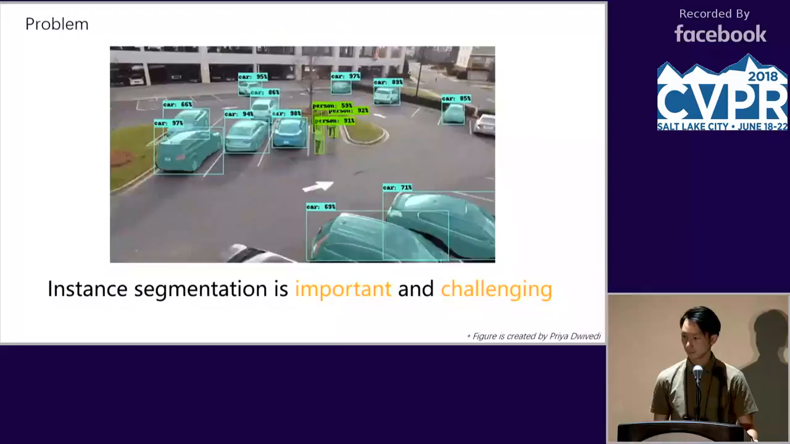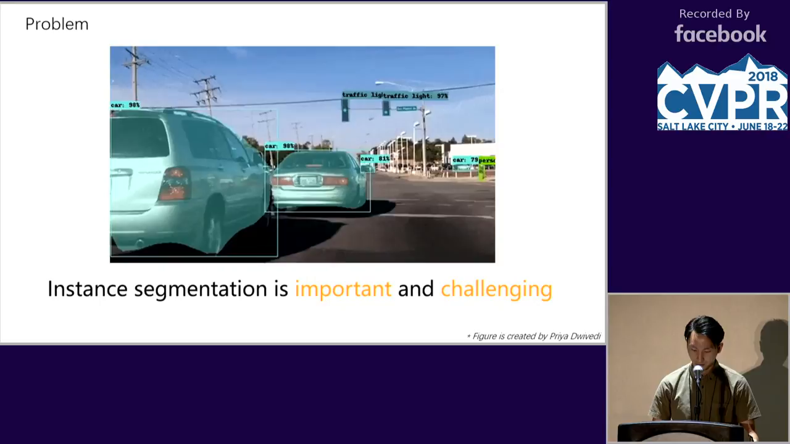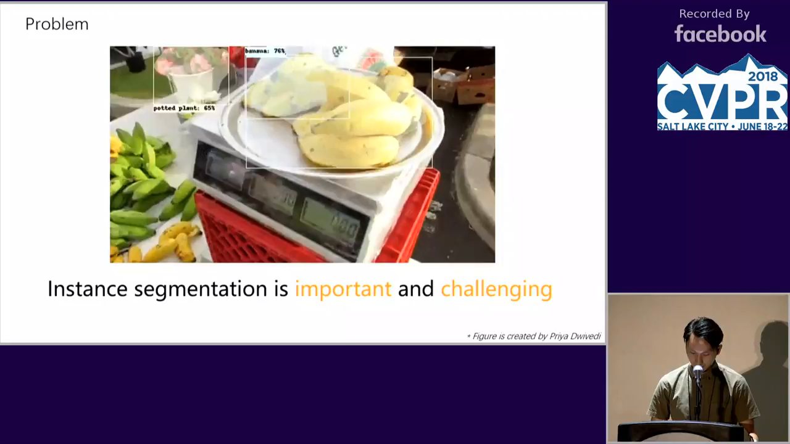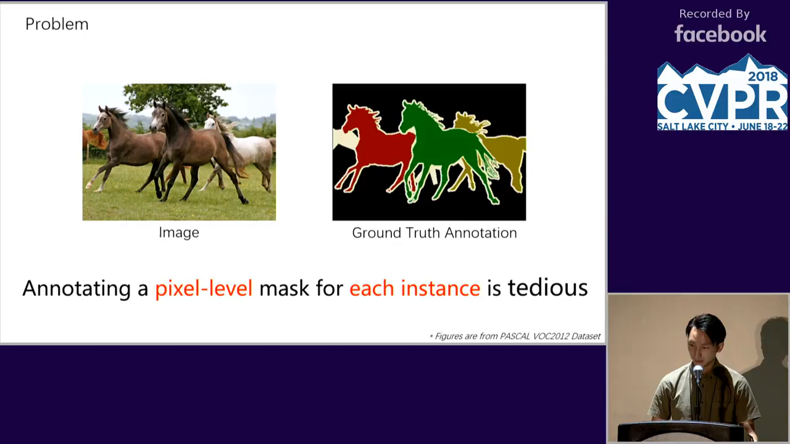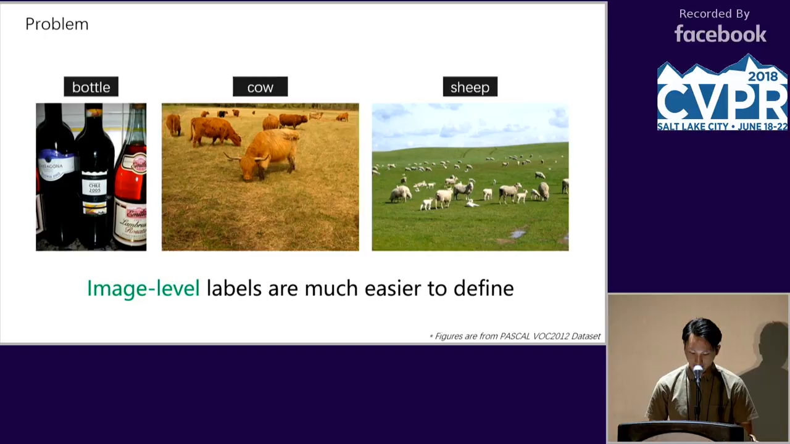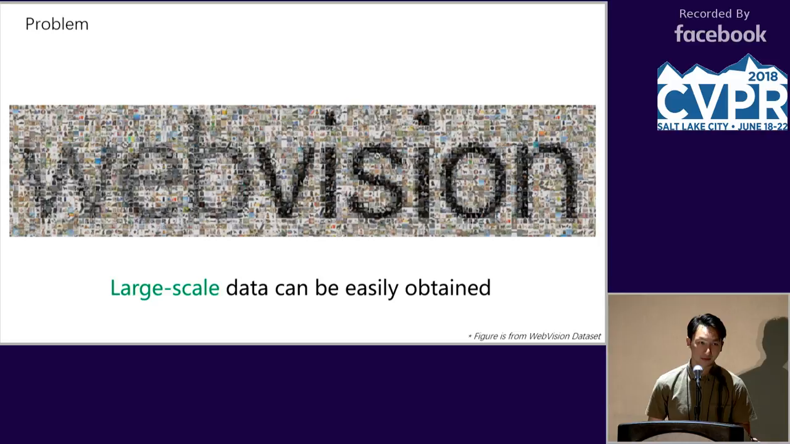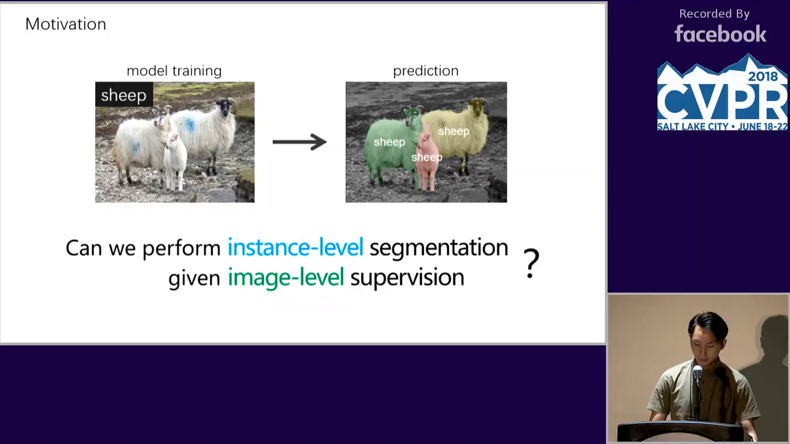Instance segmentation, which aims to detect and segment each object in an image, is an important and challenging task. Cutting-edge methods can now produce amazing results, yet still rely on richly annotated training data. Dense instance-level annotations are very expensive. In contrast, image-level labels, the presence of object categories, are much easier to obtain and can even be automatically crawled from the internet. This raises the question: can we perform instance-level segmentation based on image-level supervision?